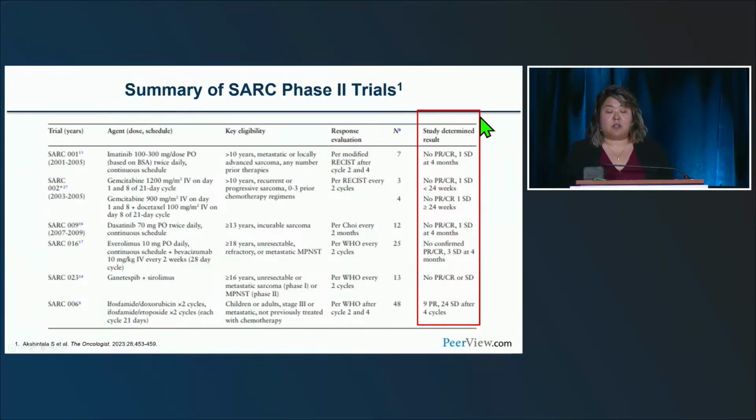So there have been several phase 2 trials that have been led by the SARC group, the sarcoma group. And what I'll just highlight here in the red is that unfortunately, most of them have no partial or complete response, despite multiple different agents with different mechanisms of actions being targeted. The most promising possibly would be that there were 9 patients in the SARC-006 study that I'll talk about next here.